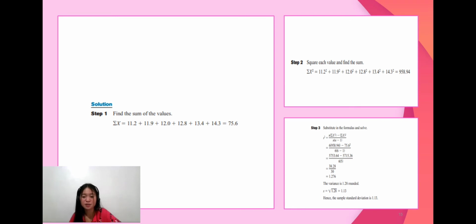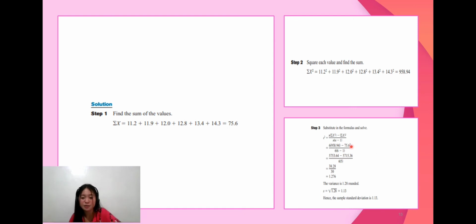So, 6 times 958.94 minus 75.6 squared divided by 6 times 6 minus 1. So, kining 6, mao na siya ang atong n nga sample size. Kining 958.94 mao na siya ang atong result sa pag-square then gi-add. Then kining 75.6 squared mao na siya sa pag-add-on nato sa values. Gi-squared nato. So atong i-solve.